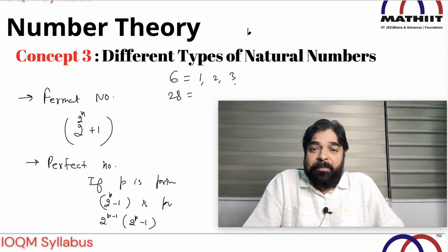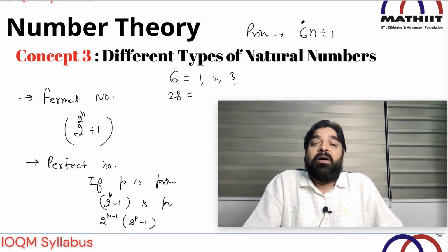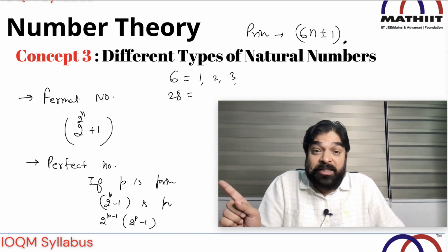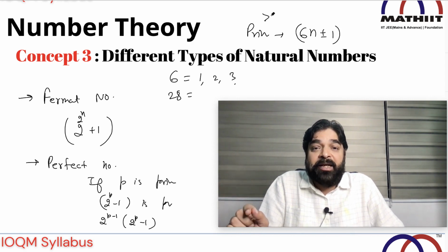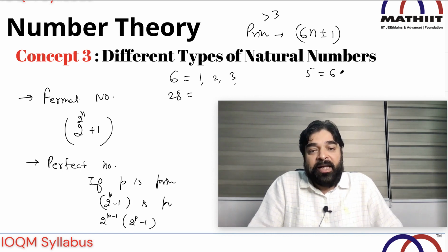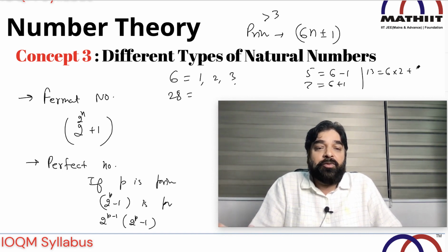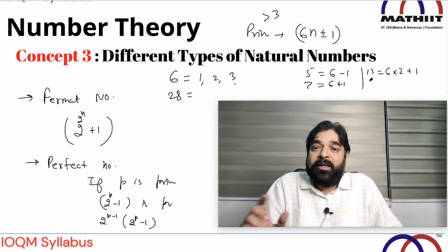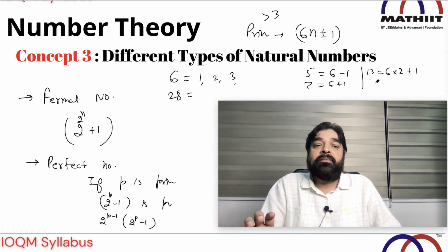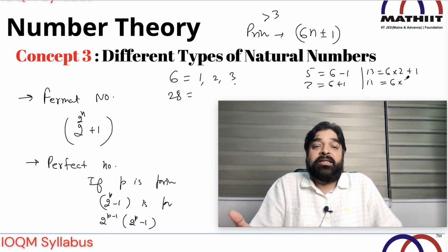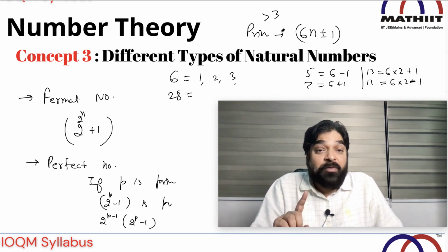So many things are there, like prime numbers. Prime numbers always come in the form of 6n plus or minus 1, but vice versa is not true. Any prime number greater than 3 always comes in this format. Check it. 5 is a prime number, and I can write it as 6 minus 1. 7 is a prime number, 6 plus 1. Are you getting it? 13 is a prime number, I can write 6 into 2 plus 1. Are you able to understand my point? 11 is a prime number, I can write 6 into 2 minus 1.